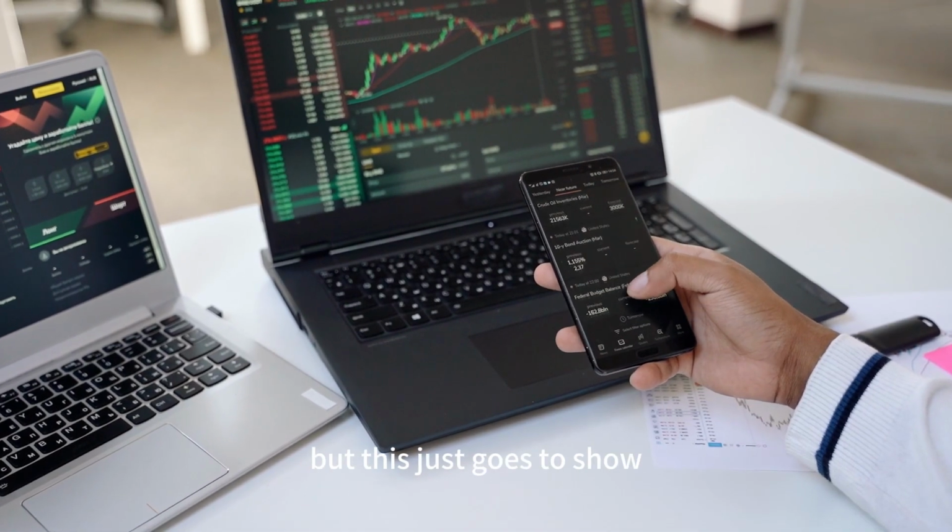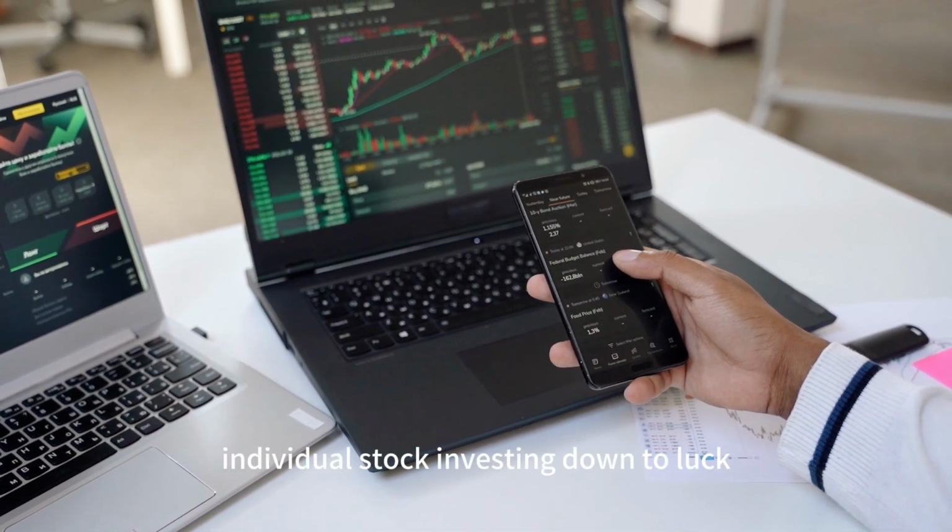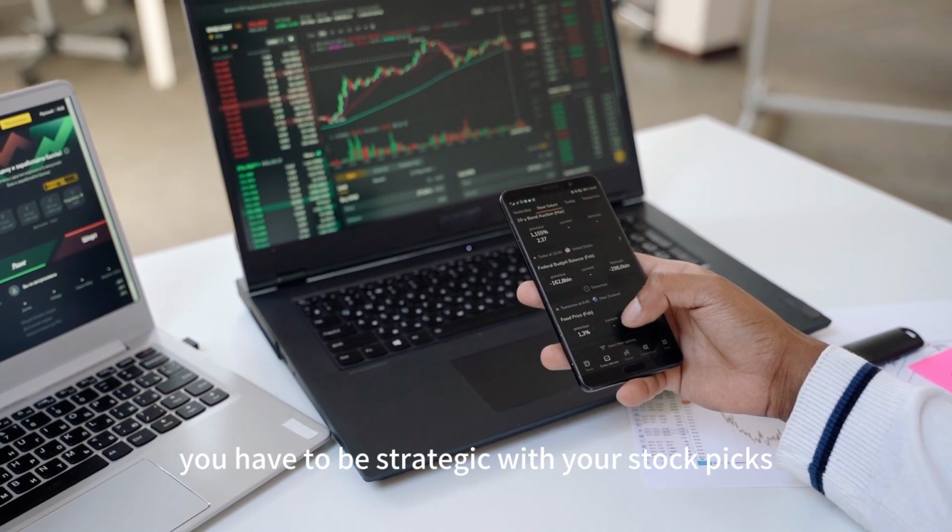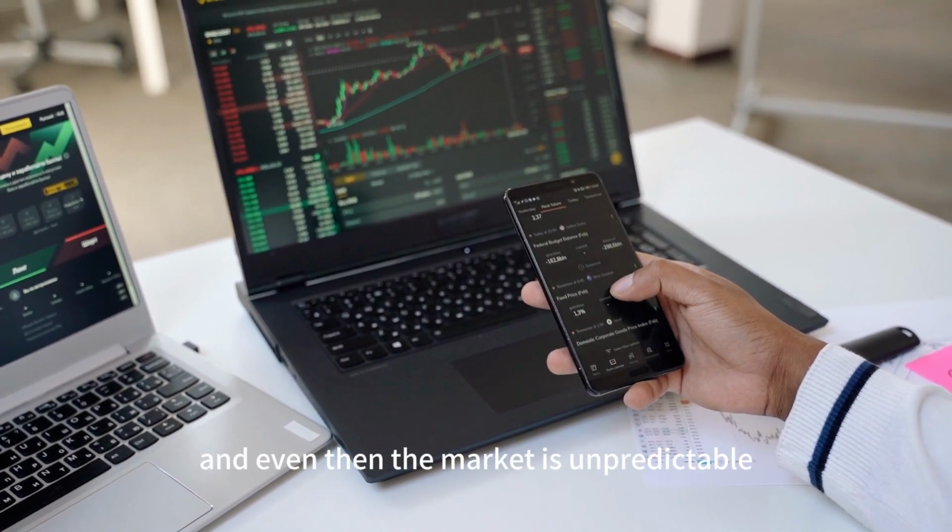But this just goes to show, you can't just leave individual stock investing down to luck. You have to be strategic with your stock picks, and even then the market is unpredictable.